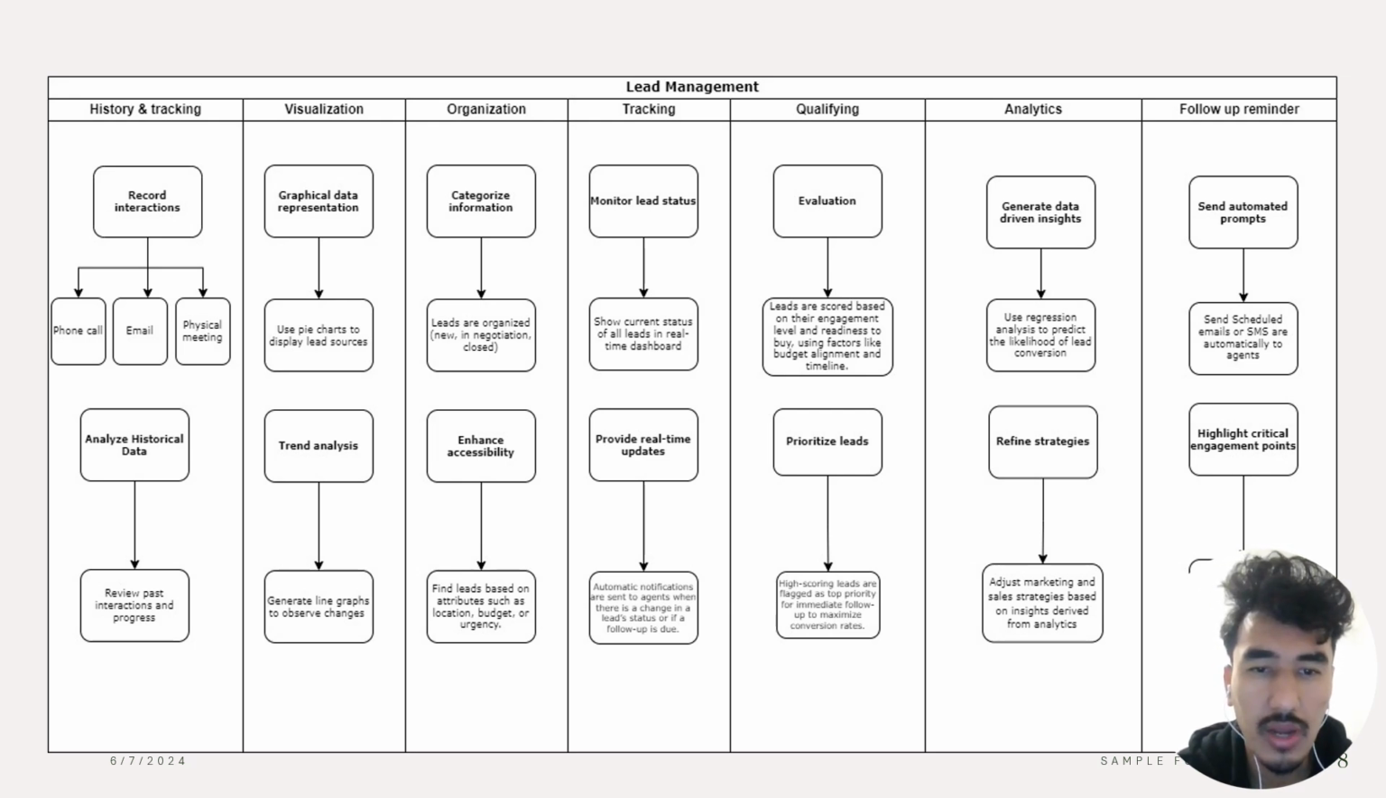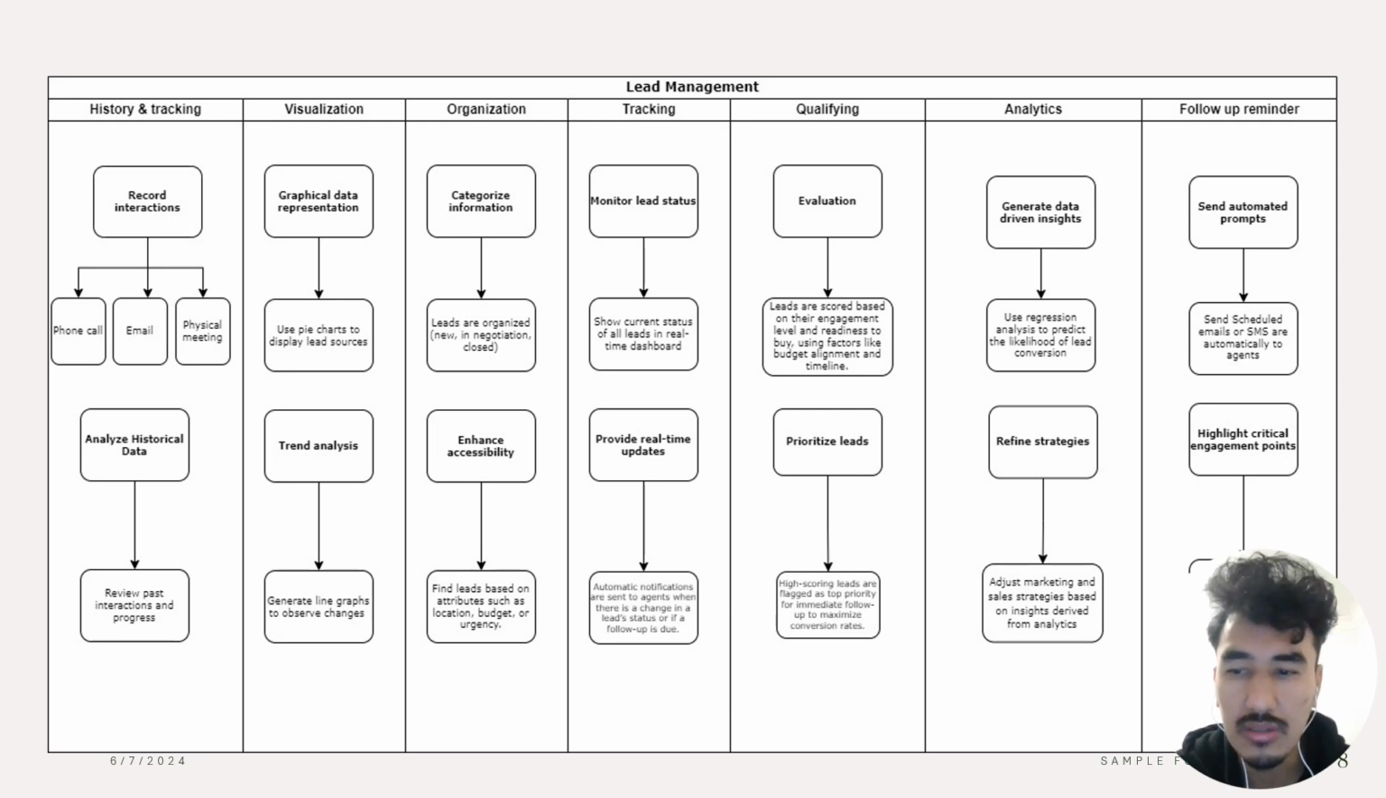And in visualization, graphical data representation, where different diagrams or pie charts can be used to display lead sources such as social media, referrals, website, to visualize which channels are most effective. And in trend analysis, line graphs can be generated to observe changes in lead volume throughout the year and identify seasonal trends.